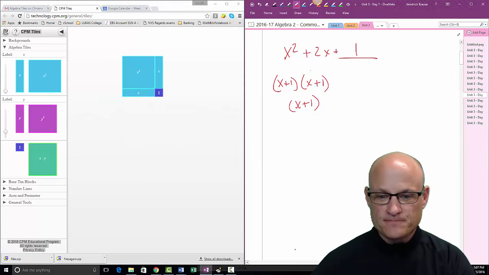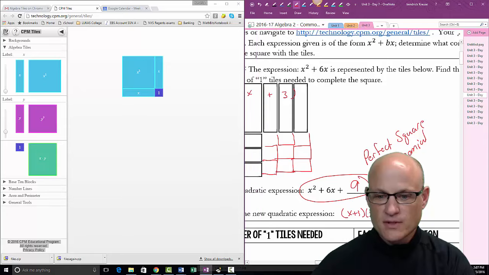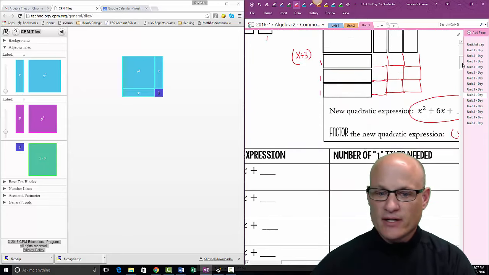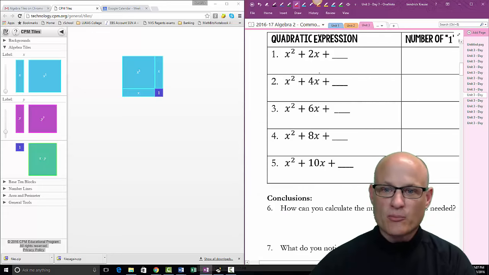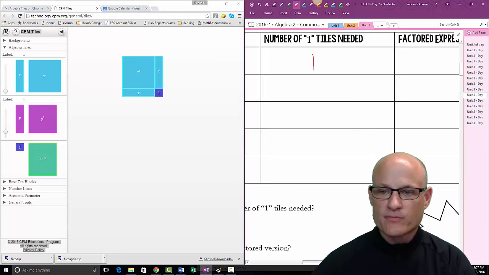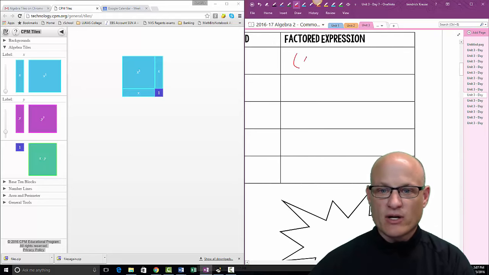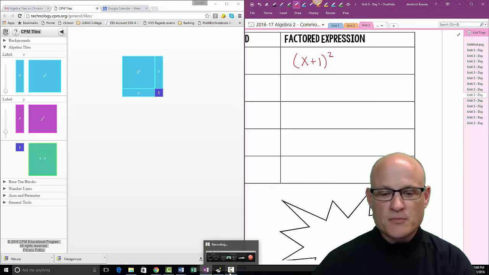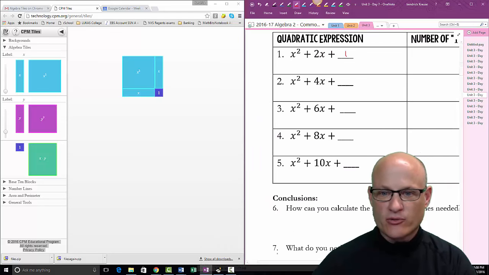So if I come back over to here, and if I had x squared plus 2x plus 1, I would need to add one of these tiles, and factored, I want you to write it as x plus 1 squared. So hit the pause button real quick. I'm going to do so too. Try these on your own. Go through these on your own. I want you to do 4x, 6x. Well, we just did 6x. So 4x, 8x, and 10x, and see how you do.